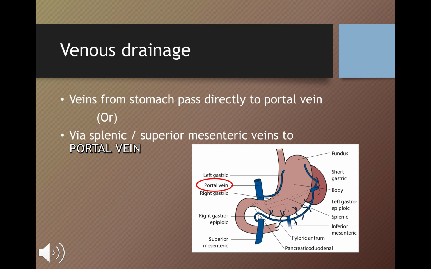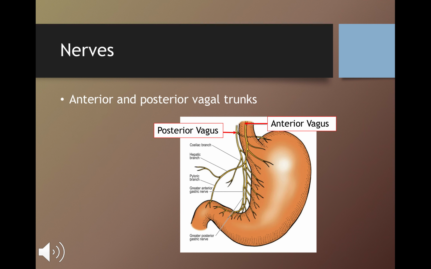Gastric veins pass to the portal vein either directly or via the splenic or superior mesenteric veins. Anterior and posterior vagal trunks enter the abdomen through the esophageal hiatus to control the stomach and other parts of the digestive system.